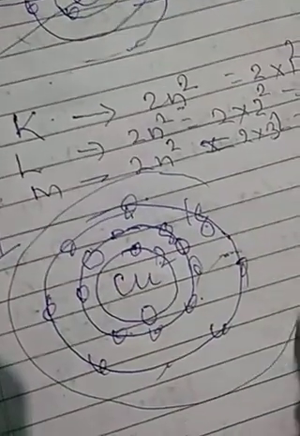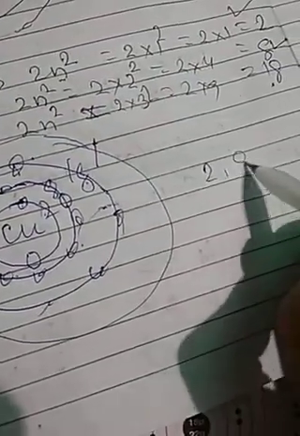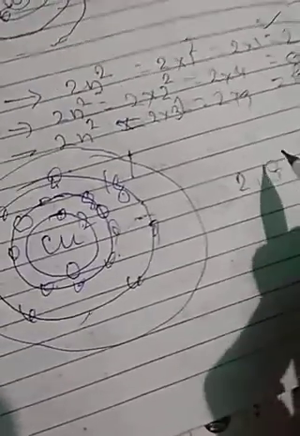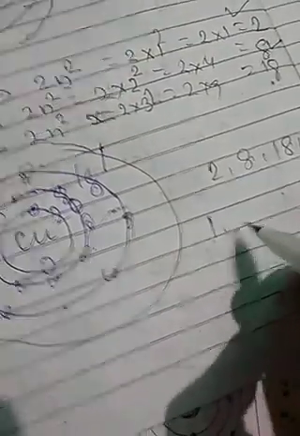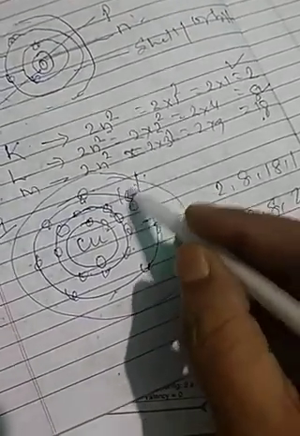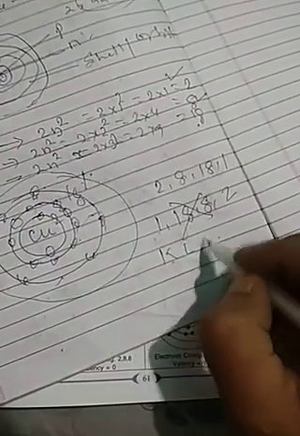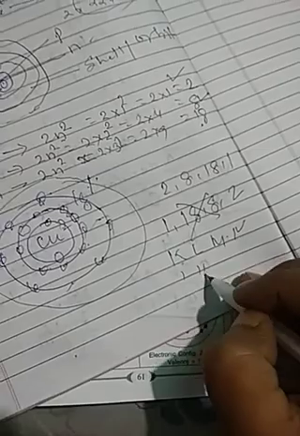Now the formation of the fourth shell takes place. So what will be the arrangement of electrons? 2, 8, 18, 1. We cannot write 1, 18, 8, 2. We cannot write in the reverse way. This will be wrong. We will write the first shell, second shell, third shell, fourth shell's electrons: K, L, M like this, or first, second, third, fourth.